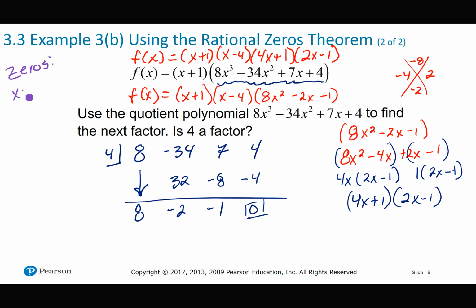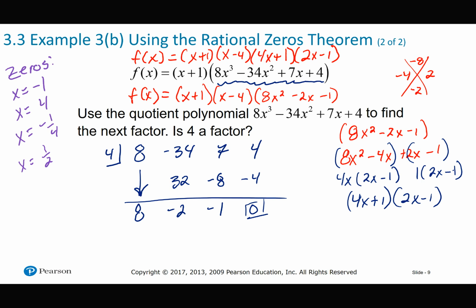So the first one I know x would be -1. The second one I know x would be +4. 4x plus 1, that would be -1/4. And then the last one would be +1/2. And these were all in my initial list that I had. So -1, 4, -1/4, 1/2.